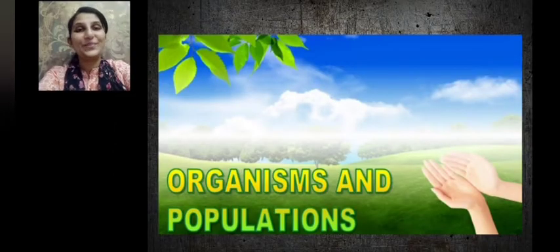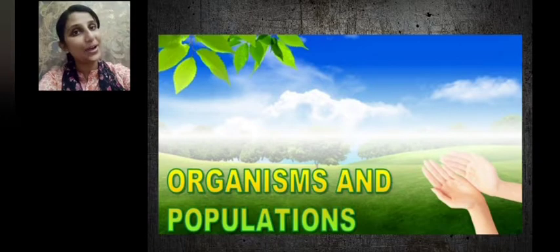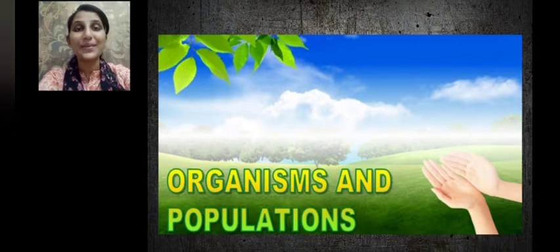Hi, dear children. Welcome to the new chapter, Organisms and Populations. In this chapter, we are going to learn about ecology, the different levels of ecology, and how the biotic components and the abiotic components in an ecosystem interact with each other.